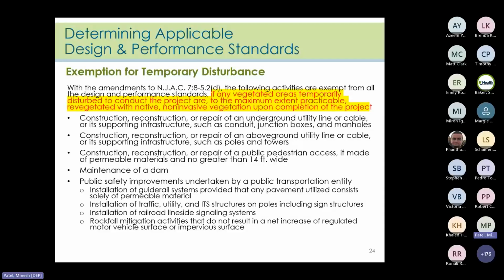of guide rail systems, provided that any pavement utilized consists solely of permeable material, installation of traffic, utility, and ITS structures on poles, including sign structures, installation of railroad line side signaling systems, and rockfall mitigation activities that do not result in a net increase of regulated motor vehicle surface or impervious surface. These exemptions can be found at N.J.A.C. 7:8-5.2(d).